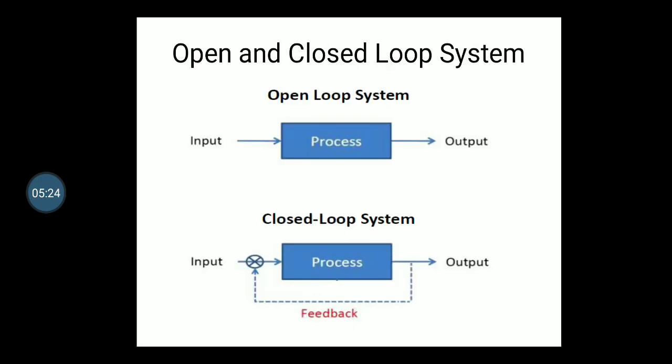I hope you understood what is meant by closed loop and open loop. In open loop we don't have to worry about the output, but in closed loop we have to worry. One more example I am giving you right now is a fan. A fan is an open loop system. We just turn on the fan and we get the air. We are not controlling anything, we are not controlling the output. It is a simple process.